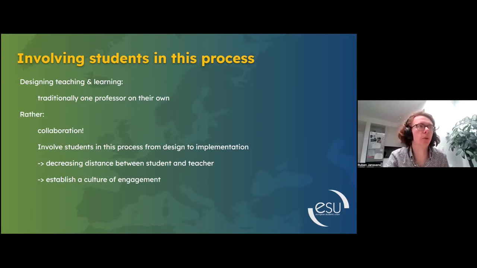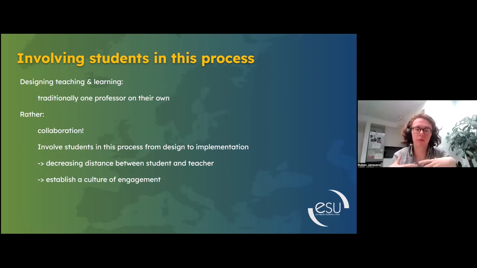collaboration between different teachers with pedagogical experts as well, but also with students. We need to involve students in this process from the design of the learning experience all the way to the implementation and to the evaluation of this as well. In every single step of the way, we need to involve students, ask them what they want, what they think of proposals, and how they would do it differently.